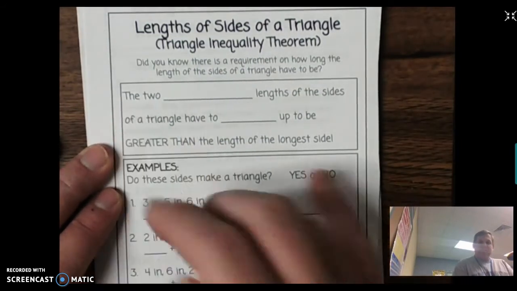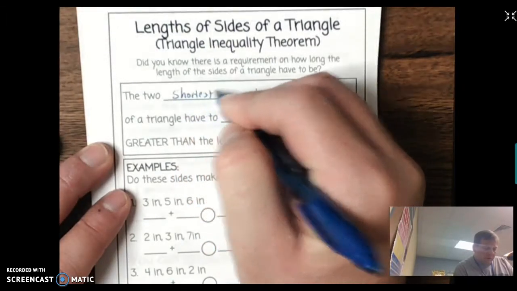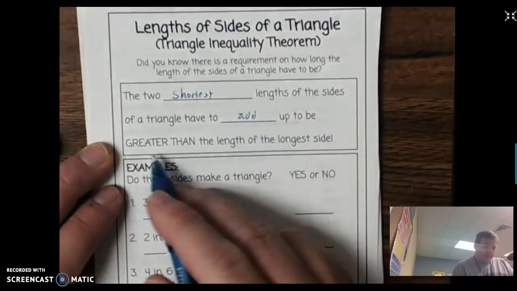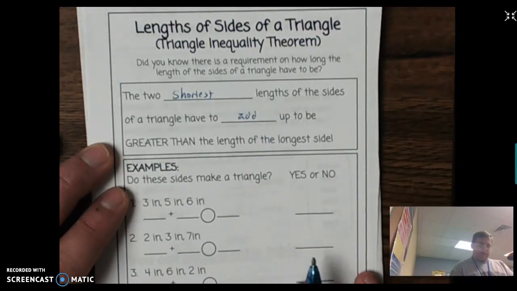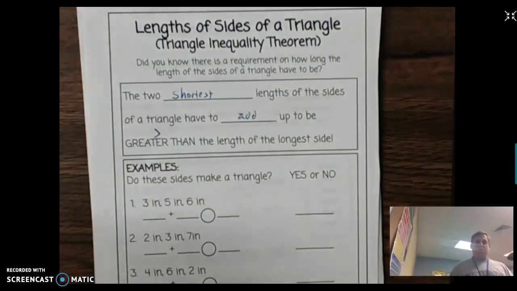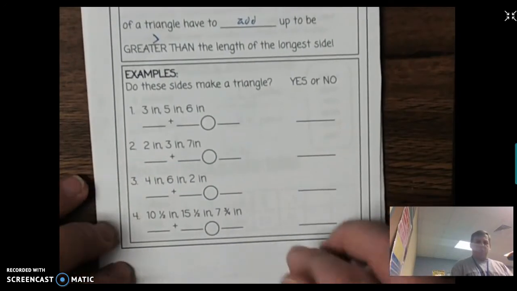Okay, so the two shortest sides of a triangle have to add up to be greater than the length of its longest side. So we're going to go ahead and put our greater than symbol there so we remember that it's greater than. And remember that it cannot be equal to. We're going to look at the examples.